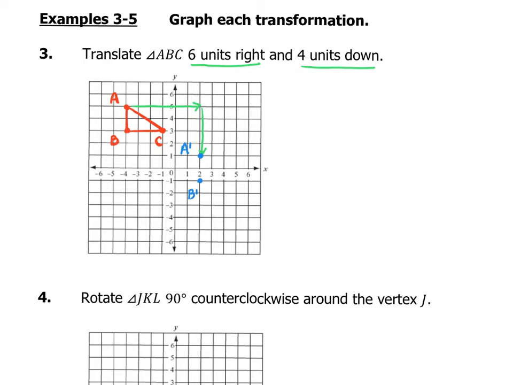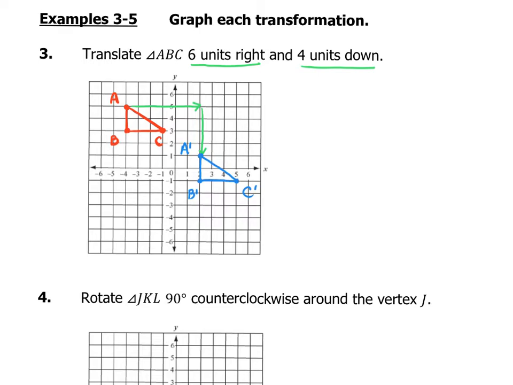And then I'm going to take point C, translate it 6 units right, and 4 units down. And so that ends up at 5, negative 1, and we'll label that as C prime. So this triangle I'm drawing here now in blue is the image of triangle ABC, the original figure.